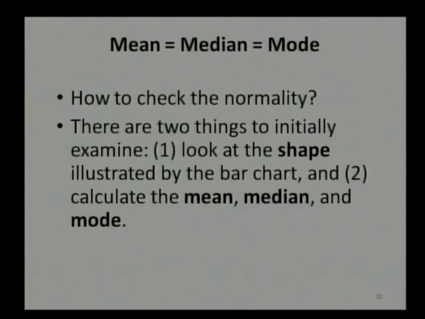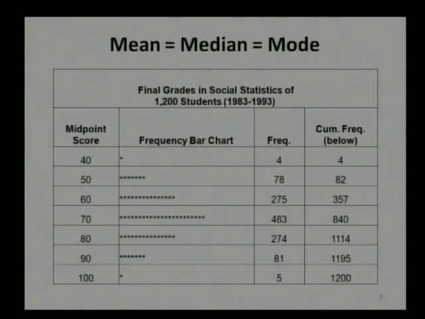Now the problem is how to check normality, that is, how to decide whether the data is following a normal distribution or not. To overcome this question, we initially have to examine two things. First is to look at the shape illustrated by the bar chart or histogram. Here you can see the bar chart has a bell shape, which is one property of the normal distribution. So it is enough to say that your data is following a normal distribution.